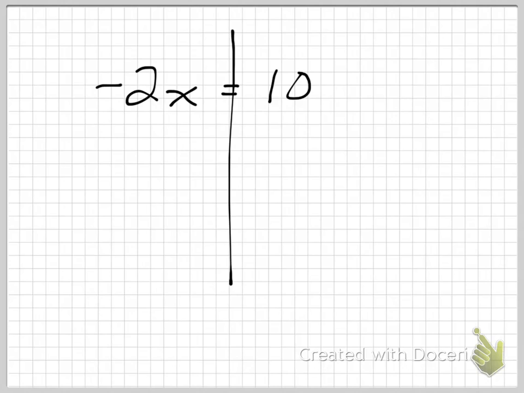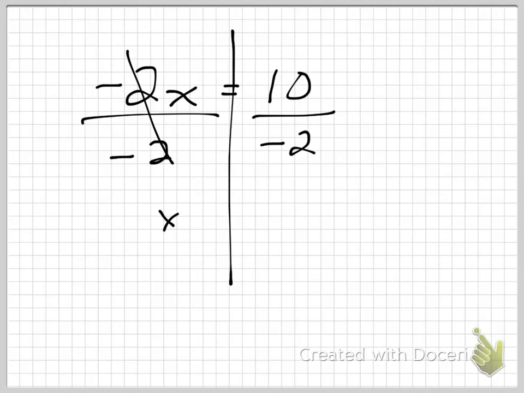Line down the equal sign. Is the variable happy? No. Why not? He's not alone. Who's with him? The negative 2. What's the negative 2 doing to him? Multiplying him. What's the opposite of multiply by negative 2? Divide by negative 2. x equals, what is 10 divided by negative 2? Negative 5. A positive divided by a negative is a negative.